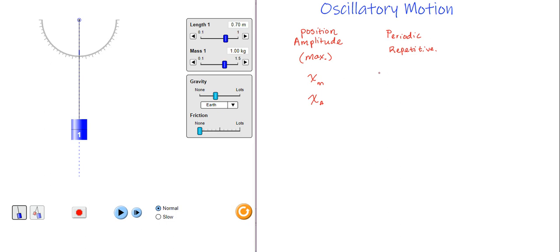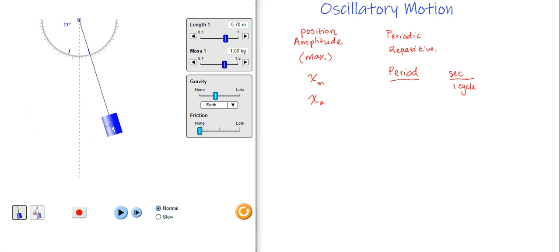And the time that it takes to go from, let's say, this amplitude all the way through and back to that amplitude is considered to be one complete cycle, which takes a certain amount of time, referred to as the period. So the period is the amount of time in seconds to make one cycle. Okay, so you can either say from equilibrium, through equilibrium, and back to equilibrium, or you can say from an amplitude position to the other side and back to that amplitude position. So any repeating motion passing through the equilibrium will be the period.